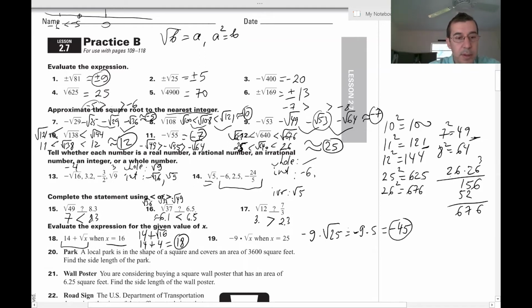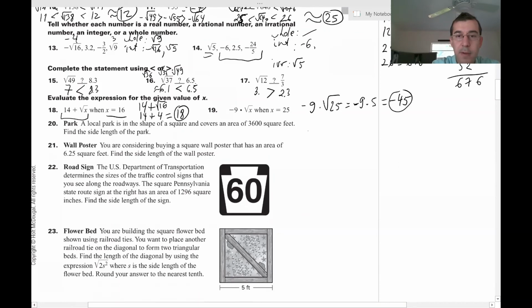Number 20, a local park is in the shape of a square. Okay, so we have a park that's a square, and in a square, all sides are equal. So the area of the park is 3,600 square feet. So we know that area is always whatever the unit is squared. Find the side length of the park.